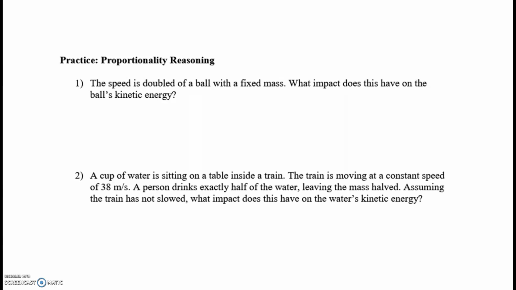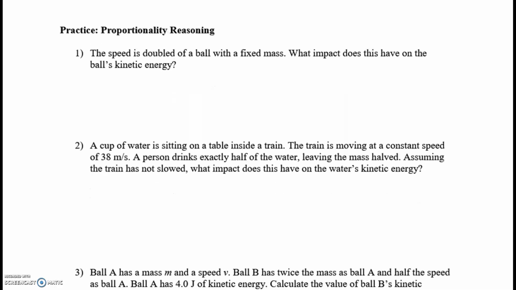In this video, we're going to learn about proportionality reasoning problems. Number 1 says the speed of a ball is doubled with a fixed mass. What impact does this have on the ball's kinetic energy? What's the formula for kinetic energy? Oh yeah, it's kinetic energy equals 1/2 mass speed squared.